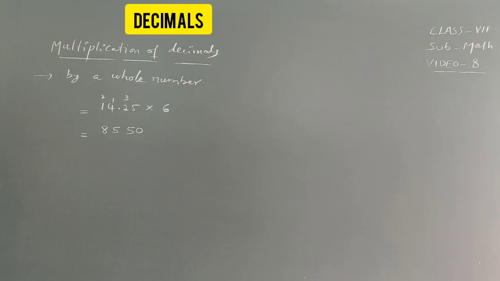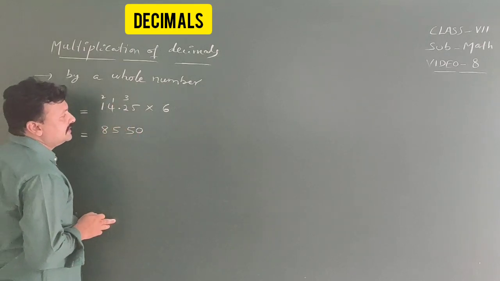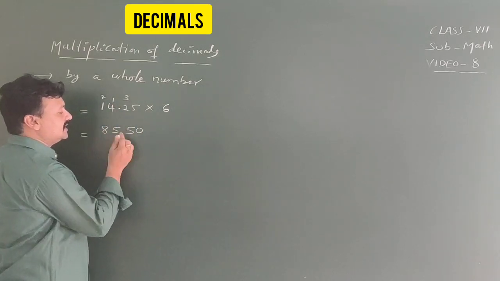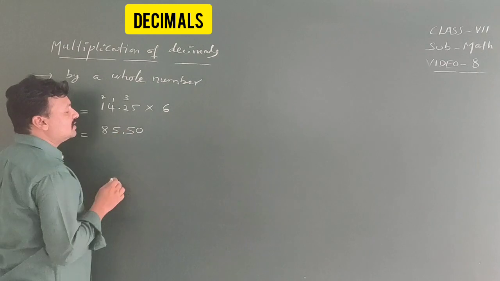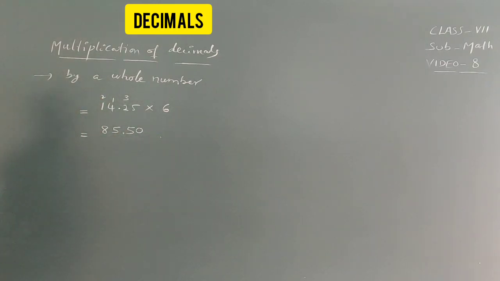Next, mark the decimal point in the product to have as many places of decimal as are there in the given decimal. The given decimal has 2 decimal places. That's why our product also contains 2 decimal places. This is the process of multiplication by a whole number.